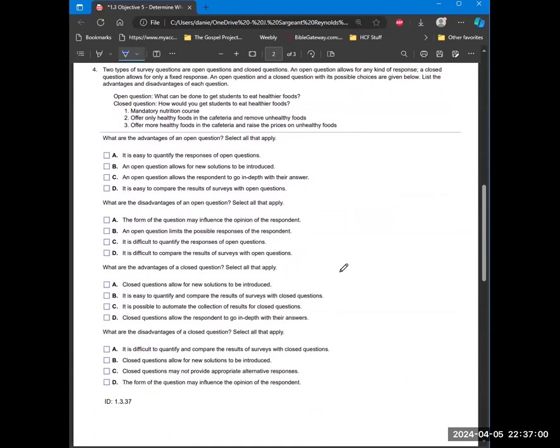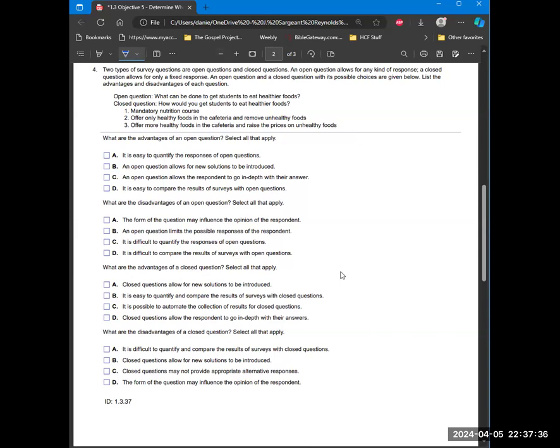Let's look at 4, and this is our last question here for this chapter. Two types of survey questions are open questions and closed questions. An open question allows for any kind of response. A closed question allows for only a fixed response, like a yes, no, true, false type response, or multiple choice. Select one of the choices that I've given you.